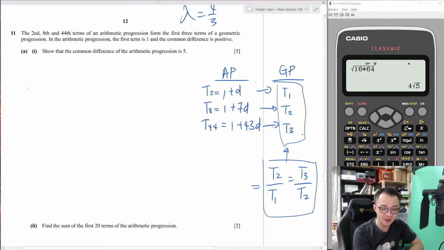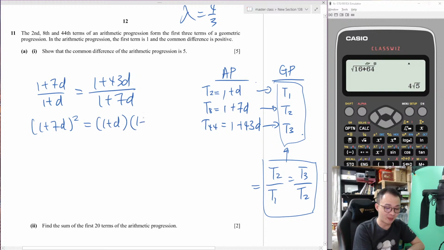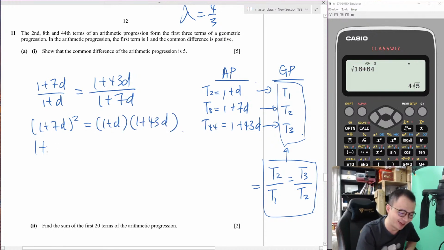So 1 plus 7D over 1 plus D equals the third term, 1 plus 43D, over the second term, 1 plus 7D. I'm going to cross multiply. So this is (1 plus 7D) squared equals (1 plus D) multiplied by (1 plus 43D). This quadratic equation seems very messy. I'll try my best to solve it. 49D squared.